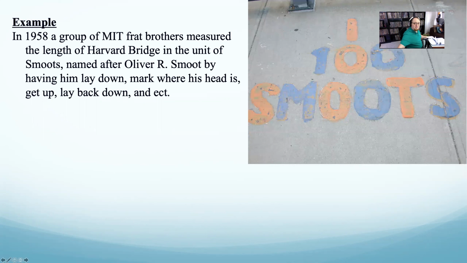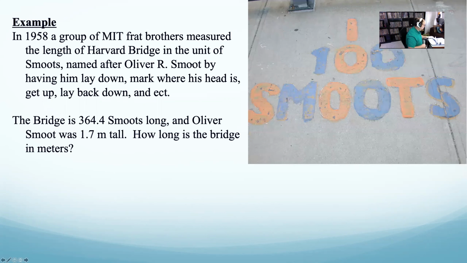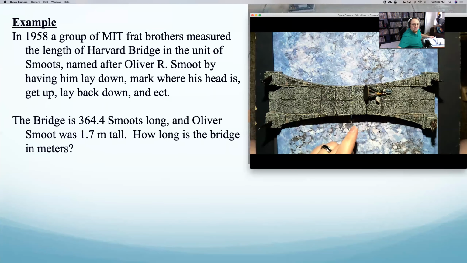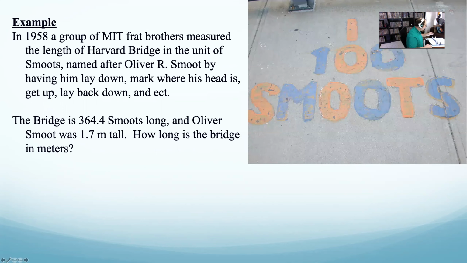They found out that the bridge was 364.4 smoots long, which meant this guy, on a cold October day in Boston, laid down on the road 364 times, which sounds like it would suck. But anyways, Harvard Bridge is 364.4 smoots long. My question is, how long is that in meters, given that Oliver Smoot was 1.7 meters tall?